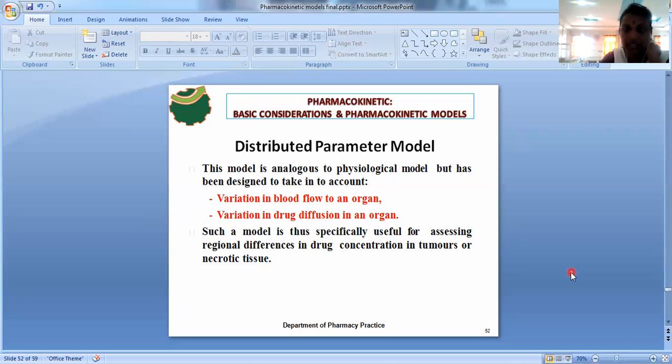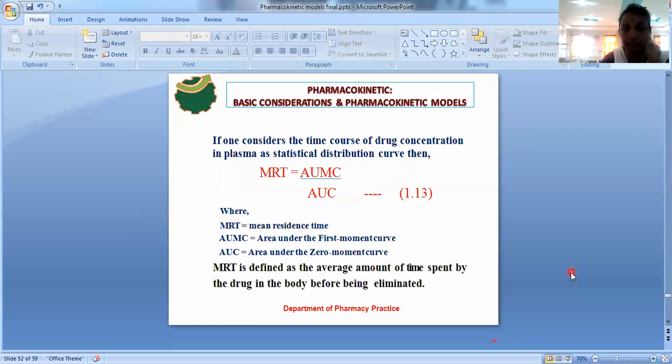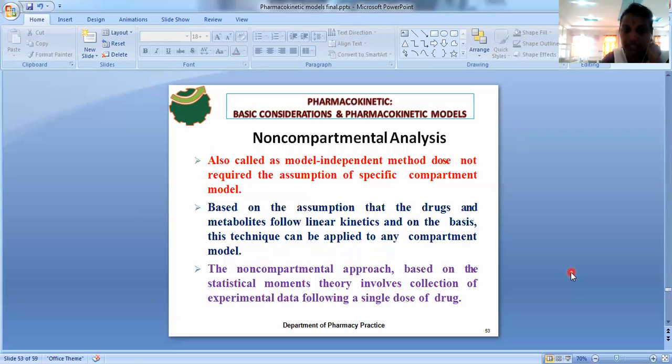And the next thing is non-compartmental analysis. Compartmental analysis is over, the physiologically based pharmacokinetic model is over, and the distributed parameter model is also over. The last one is non-compartmental analysis. This is a complete chapter. It is only a model independent method, not considering any models, based upon the assumption that the drugs and the metabolites follow linear kinetics, and on this basis the technique can be applied to any compartment model.